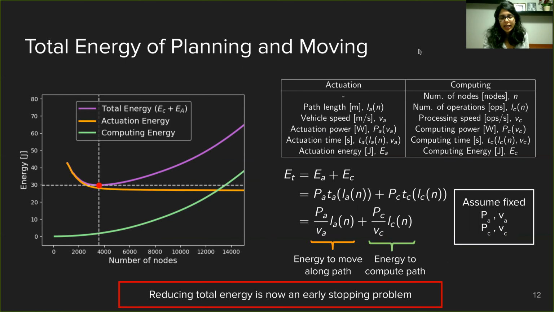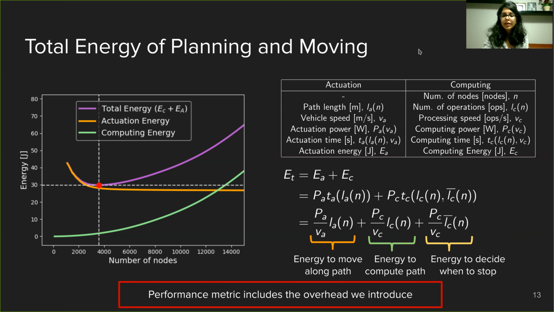Now we'll assume that the actuation power, vehicle speed, computing power, and processing speed are all constant. And then we arrive at this equation where we have control over the number of nodes in order to minimize total energy. So you can see this has become an early stopping problem where we can decide how many nodes to compute before stopping in order to minimize total energy and arrive at the red marker of the total energy curve.